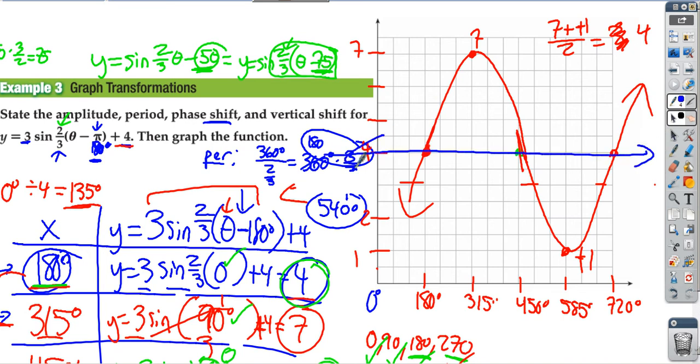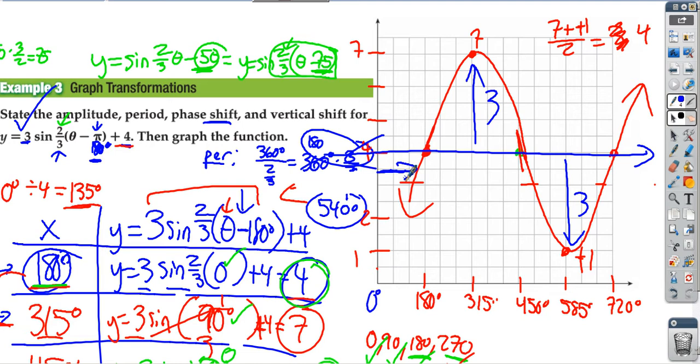There's the midline. The amplitude from 4 to 7 is 3, and from 4 down to 1 it's also 3. So that checks off right here. It's been shifted 180 to the right, so that's right here. And then we moved it. You can see it's been moved or translated up 4. So that was a long process.